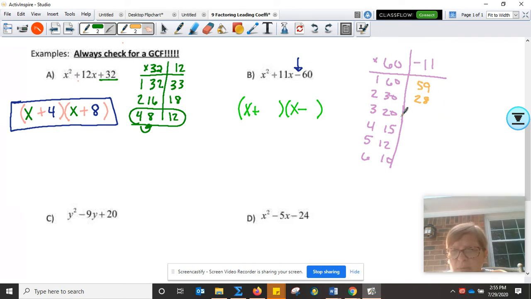Okay, 3 and 20 is going to be 17. 4 and 15 is 11. Oops, that's what we're looking for. 4 and 15. All right, so then since our middle term is positive, we want our largest number to be plus. So x plus 15, x minus 4. And that's your final answer.